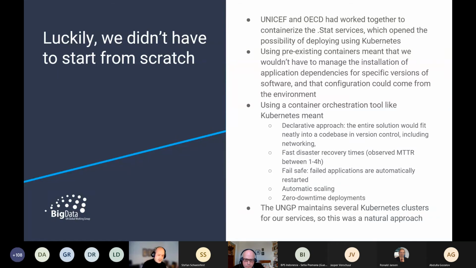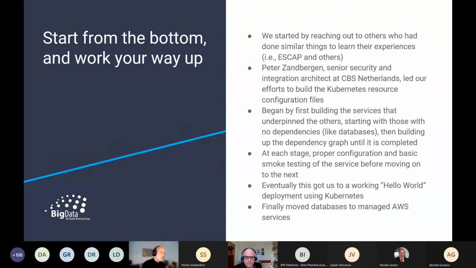We did manage several Kubernetes clusters for our services, so this was a natural approach. I don't want to go too much into the details, but that's really what this is about. The way we tackled this was by starting from the bottom and working our way up. And I think that's a good analogy for how the chief architect from CBS Netherlands, Peter Zandbergen, approached this challenge. When we worked on it, we started by reaching out to others who had done similar things. We talked to people at ESCAP and a lot of other people. Finally, we were lucky enough to work with CBS Netherlands, who provided a very excellent technical expert with a security background, who could really fill in the gaps that we didn't have on our own team. This is, I feel, one of the benefits of the global platform network itself.